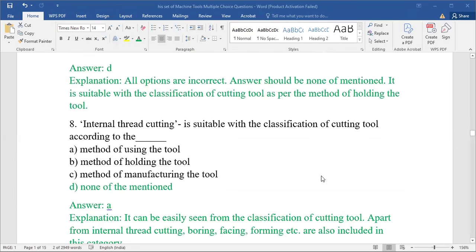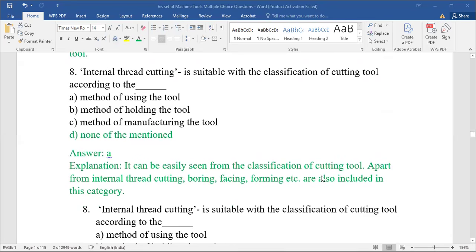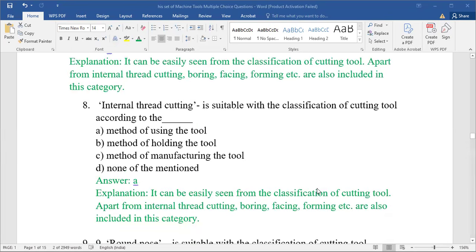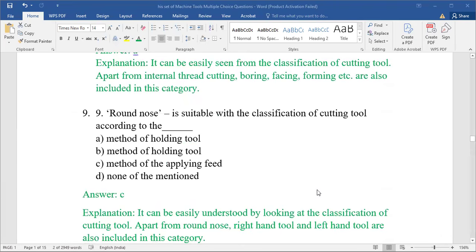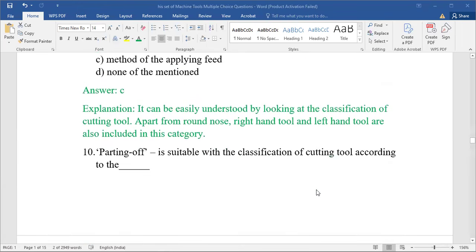Eighth one, internal thread cutting is suitable with the classification of cutting tool according to method of using the tool, method of holding the tool, method of manufacturing the tool. A is the answer: the method of using the tool. Ninth one, round nose is suitable with the classification of cutting tool according to, the answer is C, method of applying the feed.